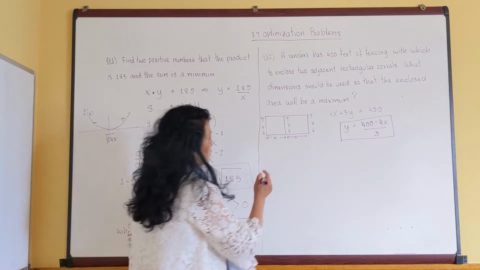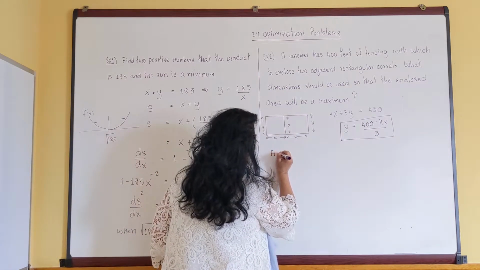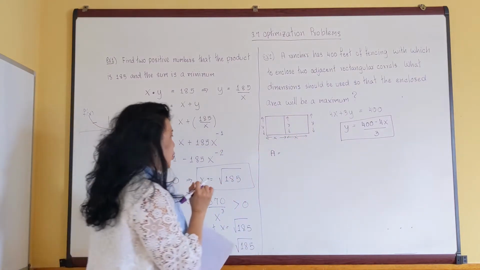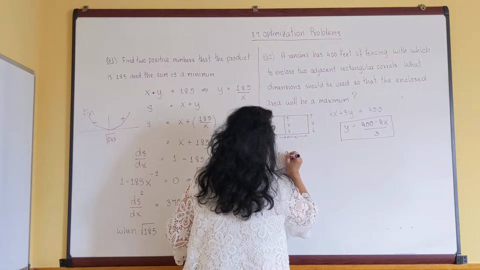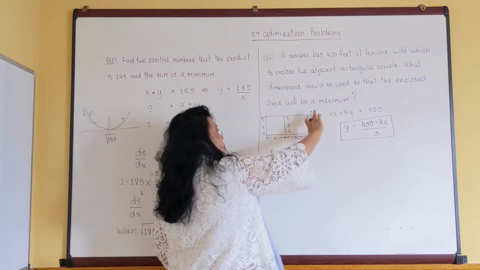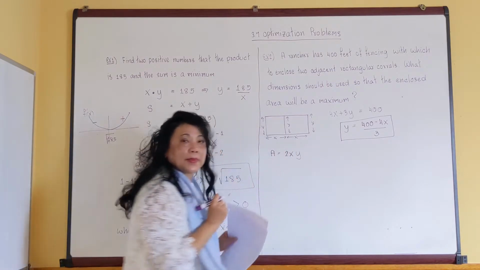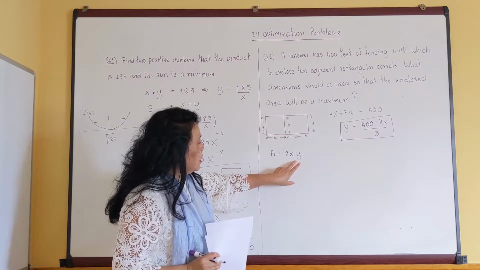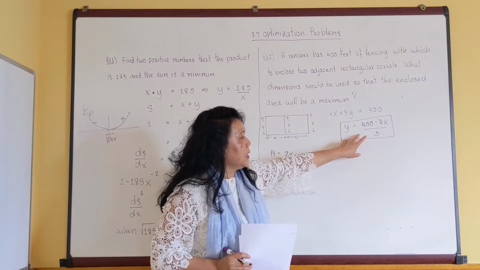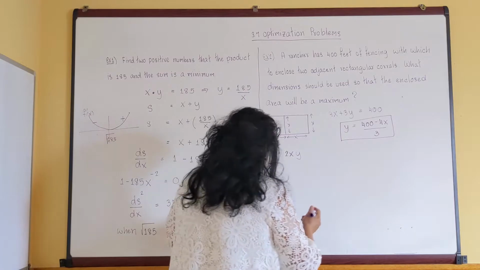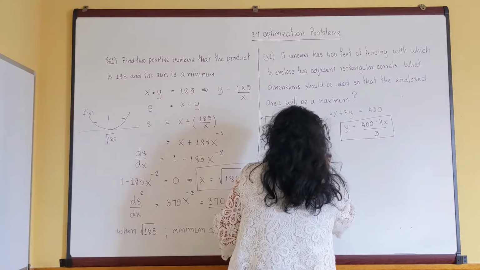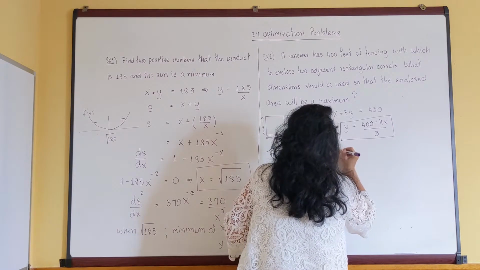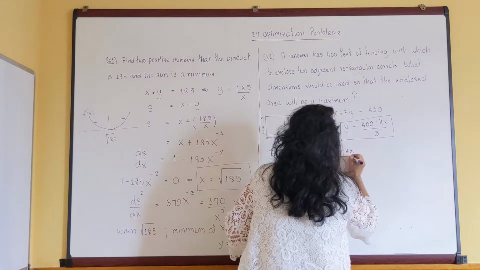So the formula for the area will be length times width. So I would have 2x times y. However, I don't want to have 2 variables. So instead of y here, I'm going to replace it by this. Then I would have 2x, and my y will be this, 400 minus 4x over 3.